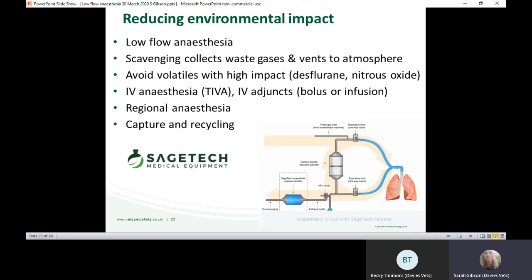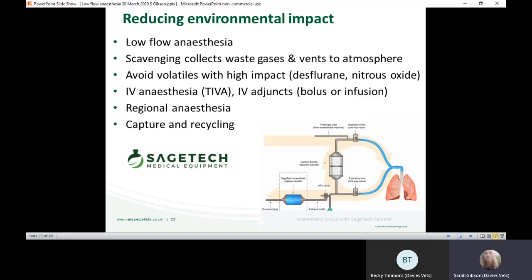Sevoflurane is better than isoflurane, though more expensive, but this cost impact can be minimised by using less of the agent by low-flow anaesthesia. Using other drugs at induction or infusions during anaesthesia can reduce how much volatile is needed to keep the patients anaesthetised and in a stable plane of anaesthesia. And regional anaesthesia reduces analgesia and anaesthesia requirements.